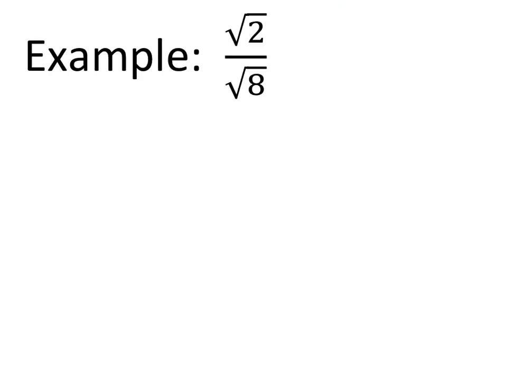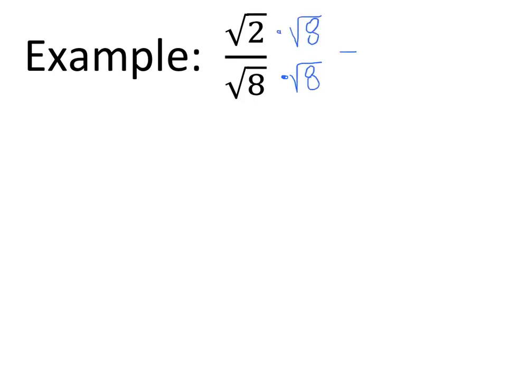Next example, square root of 2 divided by the square root of 8. I'm going to show you how to work this problem 2 different ways. Let's start with the first way, which would be by rationalizing the denominator. So I'm going to multiply the top and bottom by the square root of 8.